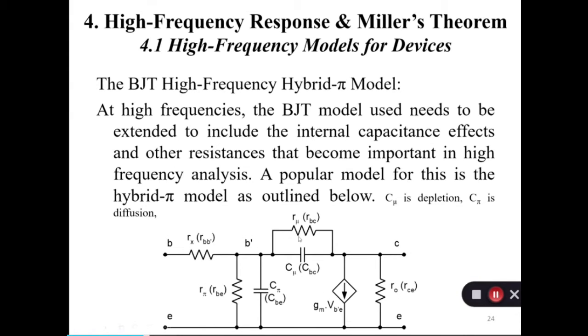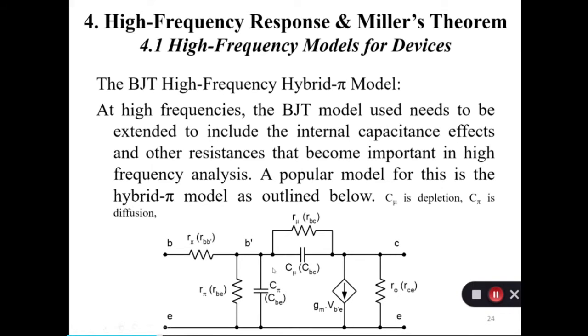What happens? R mu is typically in the mega ohms, so usually we can neglect it when we simplify the circuit. You can read more details about this in the book by Sedra and Smith or any other textbooks. So the remaining components are C mu and C pi.